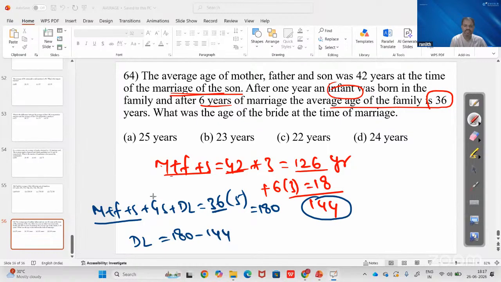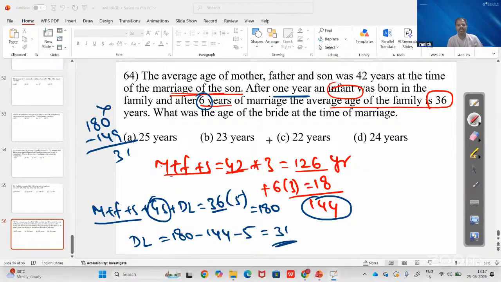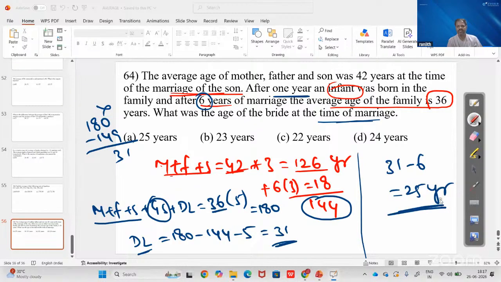144. The grandson came in the 6 years of marriage, after 1 year, that is 6 minus 1 equals 5. So that will be equal to 180 minus 149. If I take the difference, 31. So after 6 years, the daughter-in-law's age is 31. So we need to find out at the time of the marriage. That will be 31 minus 6 equals 25 years. So the daughter-in-law's age is 25 years.